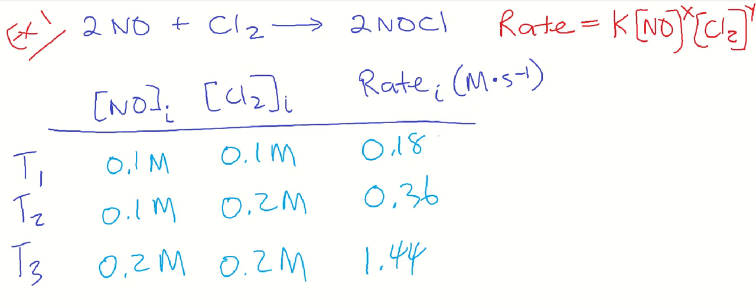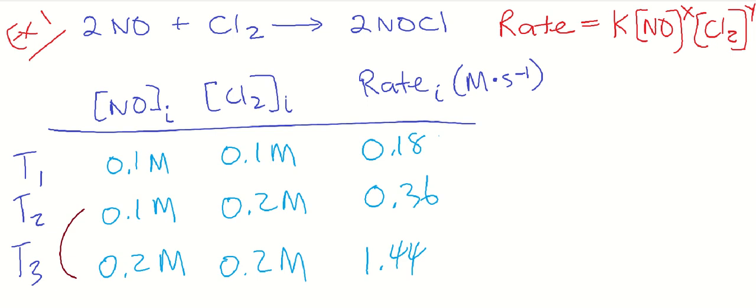Well, if you look at trial 1 and 3, NO is changing, but so is chlorine. So this is not the trial pair you want to pick. It won't give us any useful information because whatever the change in rate is, you don't know if it's because of the change in NO or the change in Cl2. Now, 1 and 2 is also not good because that shows you no change in NO. So hopefully you've seen now that you want to compare trials 2 and 3.